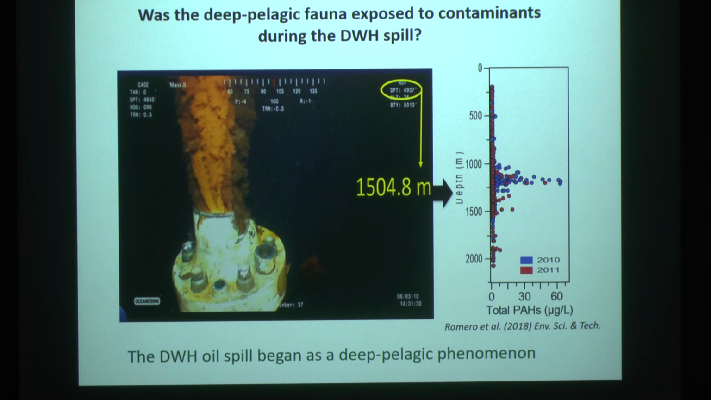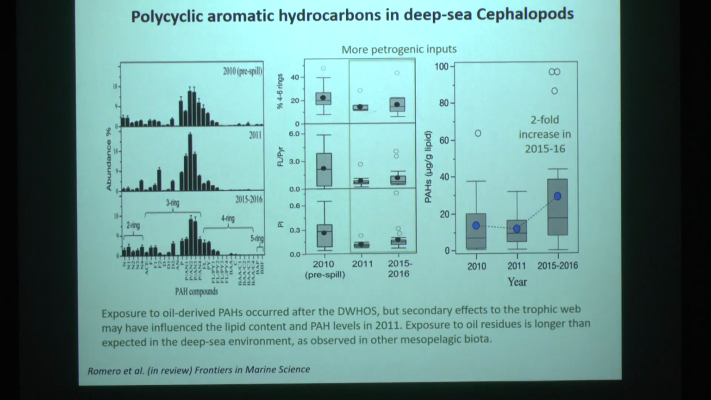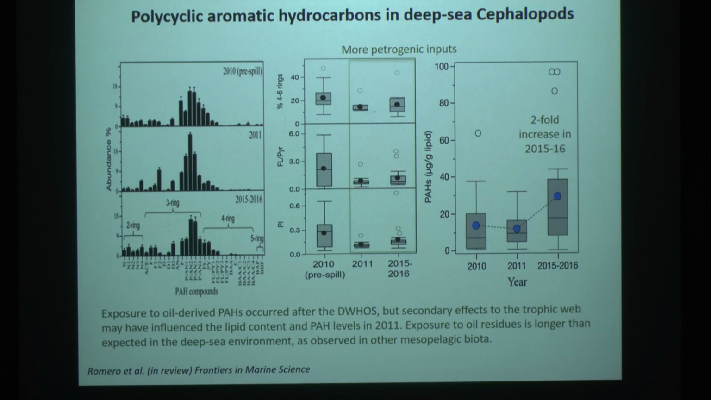But then with this project, I was able to collect samples and analyze them not only for invertebrates, but also for fish, mesopelagic fishes. And here I'm showing a data set for octopus and squid. What I'm showing here is the relative abundance of PAH compounds from 3 different time periods. 2010, 3 months before the spill, there was a cruise out there collecting these animals, so we were very lucky that they stored them very well. 2011, and 2015 and 16.